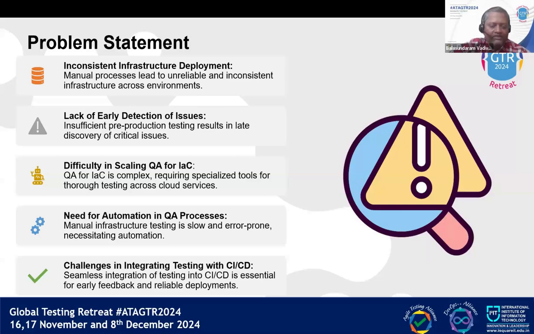Manual infrastructure testing is very slow and error prone because of manually creating the servers, the networks, and the database. During that time, we will find a lot of difficulties and challenges with errors. So that is also one of the key problem statements. Another one is that a CI/CD pipeline is also not there in the current manual process. These challenges underscore the importance of a structured, automated approach to IaC testing, which we will explore next.